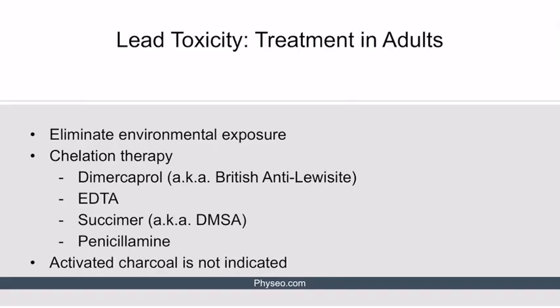The treatment of lead toxicity in adults begins with elimination of the environmental exposure to lead. The remainder of treatment revolves primarily around chelation therapy. Pharmaceutical options for adults include dimercaprol, also known as British anti-Lewisite. Treatment also includes EDTA, succimer, which is also known as DMSA, and you can use penicillamine.